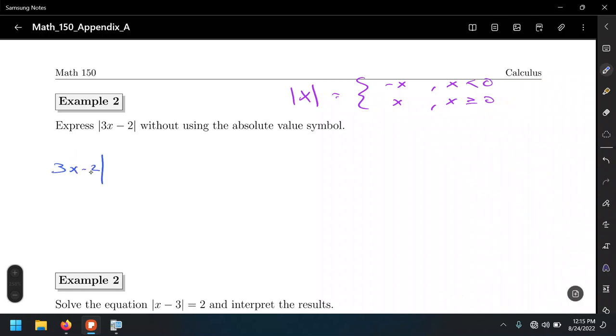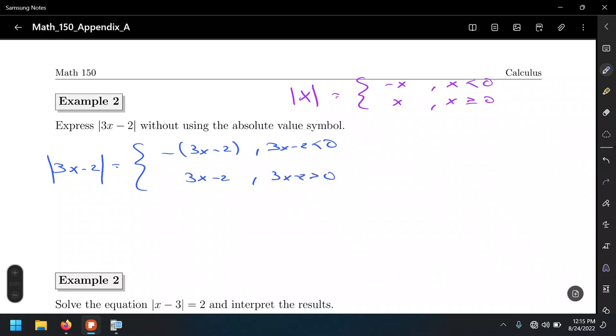3x minus 2. So it's going to be negative the quantity 3x minus 2, and the quantity 3x minus 2. Number one, the first condition, the negative, whenever 3x minus 2 is less than 0, that is, it's negative. And the second part of the piecewise function, whenever 3x minus 2 is greater than 0.